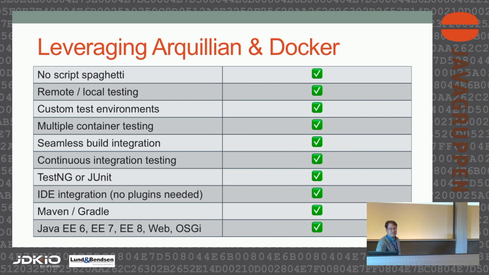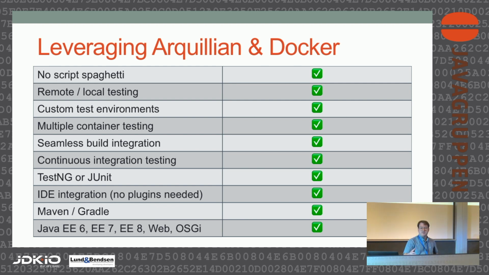Leveraging Arquillian and Docker, you end up with no spaghetti script. You can create custom test environments. You can actually test against multiple containers. So if you have to support multiple containers, say, WebLogic and Tomcat, or TomEE and Payara or something like that, you can actually set up and do regression against both of those.